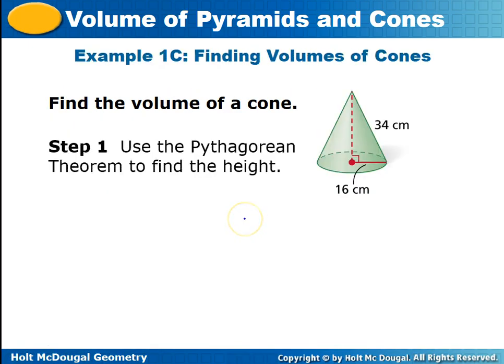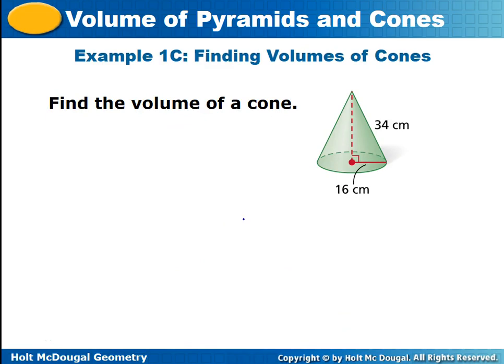So this one is to find the volume of the cone. Now, to find the volume of this cone, we need the radius and the height. We have the radius, it's right here. So r equals 16. However, we do not have the height. This is our height right here. So we need to find h.